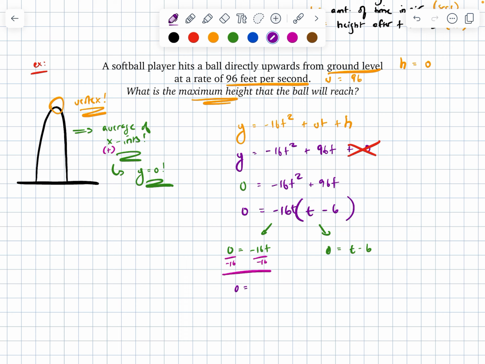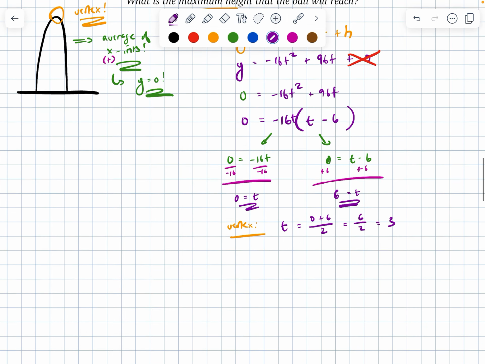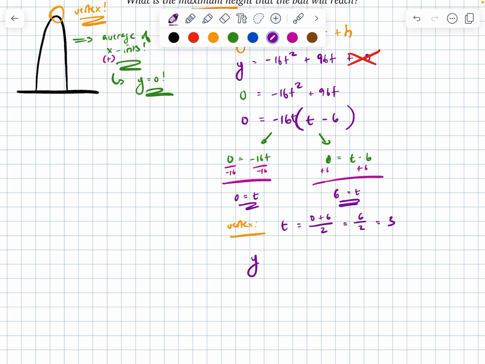Let's take my two equations here. I'm going to divide by negative 16 in the equation on the left to get my first t-intercept at 0. I'm going to add 6 to both sides of the equation on the right to get my second t-intercept at 6. Now I know that I am interested in finding the vertex of this parabola. Well, to find the vertex, its x value, which here is really t, is going to be the average of 0 and 6. Well, 0 plus 6 is 6. 6 divided by 2 is 3. So at 3 seconds is when I should be at my maximum height.